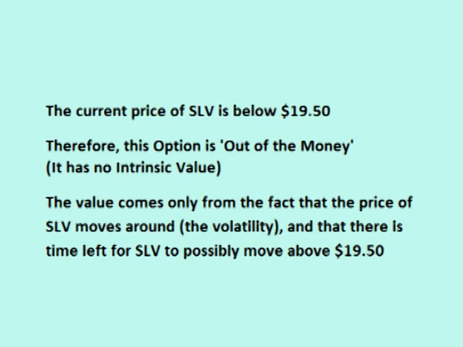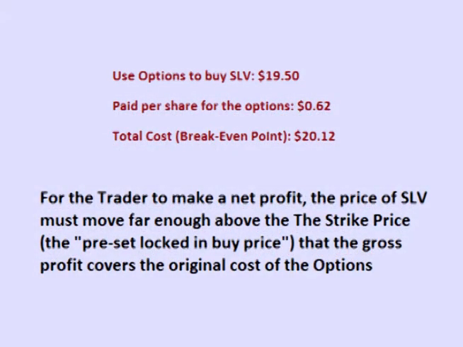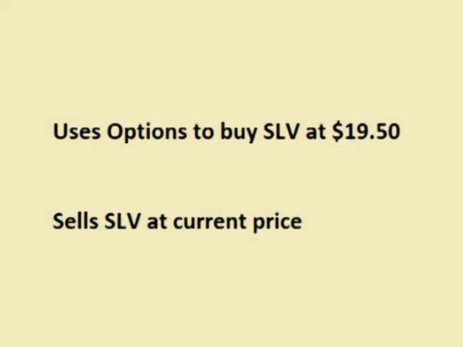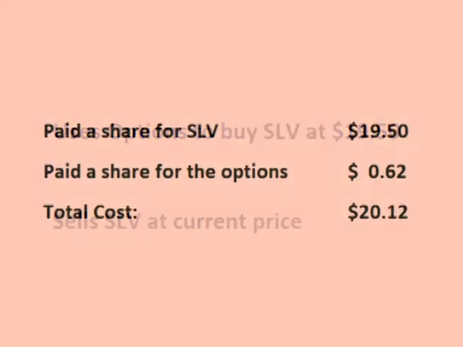If the price of SLV moves above 19.50, this option begins to have intrinsic value. However, if the trader chooses to buy this contract, for the trade to be profitable, the price of SLV has to move to 20.12 or above to cover the cost of buying the option contract. Let's say that the price of SLV climbs to 20.12 or above. The trader uses his options to buy SLV at 19.50. He then sells it for the current price of 20.12 or above. He paid 19.50 for SLV, and he pays 62 cents up front to buy the options, so his total cost is 20.12 a share. If he sells SLV above 20.12, the difference is his profit.